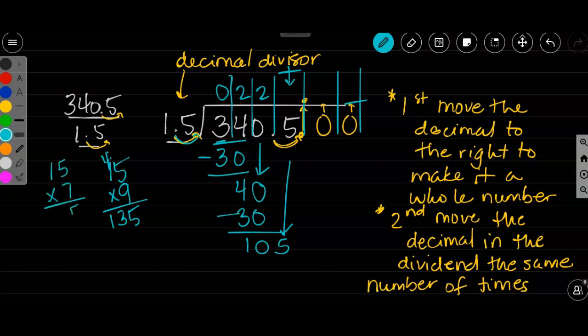So 5 times 7 is 35. Oh my goodness, look at that. It's exactly what we're looking for. So 7 is our partial quotient we're looking for. That's exactly 105. And there you go.